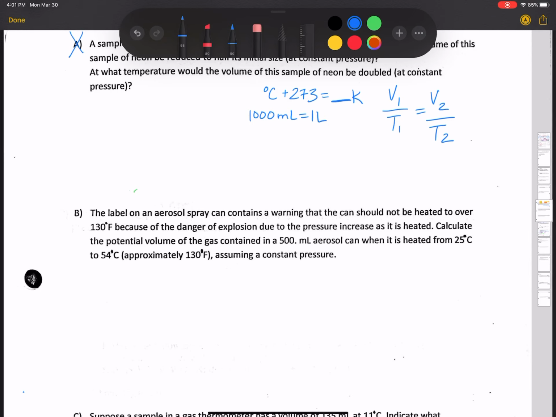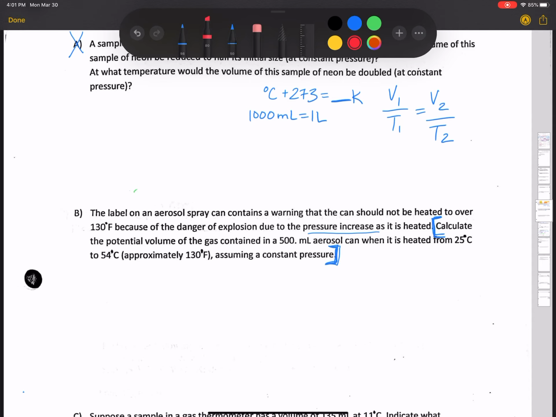So in the question, it starts off with the first sentence as just background information. The real part of the question begins right here with the word calculate and ends right here. So just some background information. Any sort of aerosol spray can, oftentimes they have a warning that it shouldn't be heated over a certain temperature or it'll explode. So they're just giving you an example that you have an aerosol spray can and it has a warning on it that says the entire can should not be heated to over 130 degrees Fahrenheit because the can could explode because there's going to be an increase of pressure as you increase the temperature.